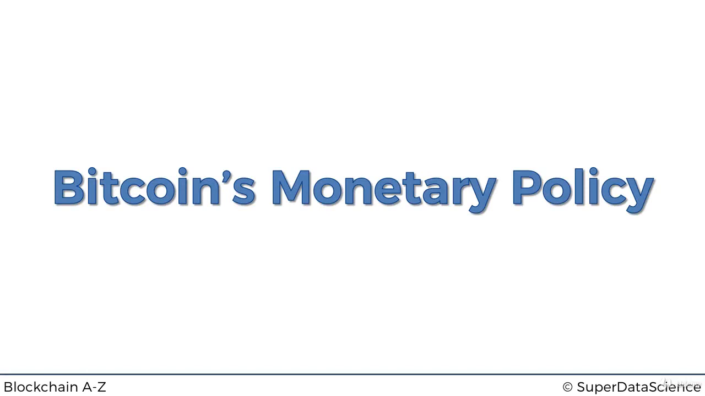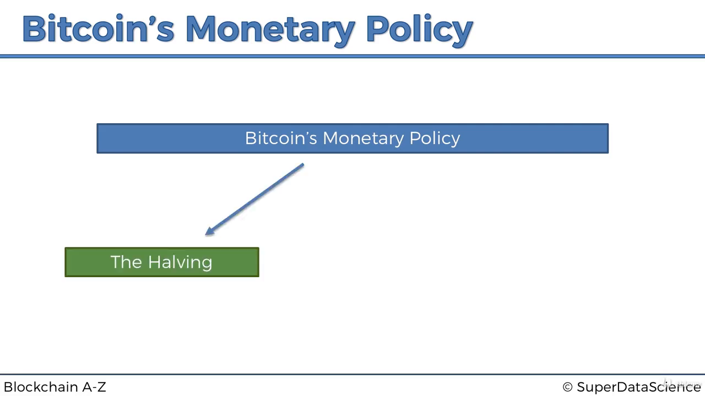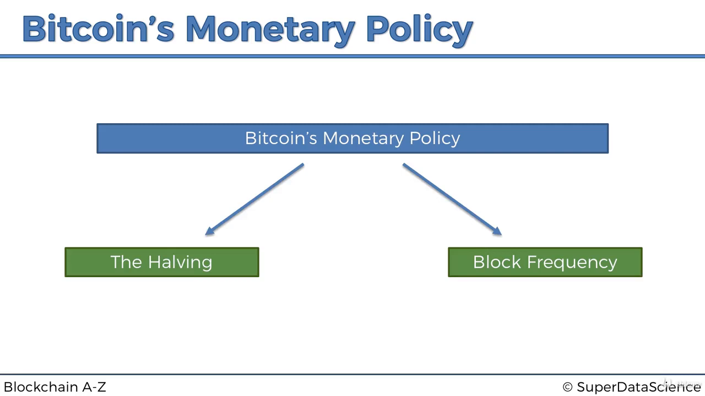And today we've got a very interesting topic, Bitcoin's monetary policy. Just as central banks of governments have their own monetary policies, being a financial system of its own kind, Bitcoin also has a monetary policy. So let's have a look. Bitcoin's monetary policy consists of two main parts, a principle called the halving and block frequency. And we'll have a look at both of them.